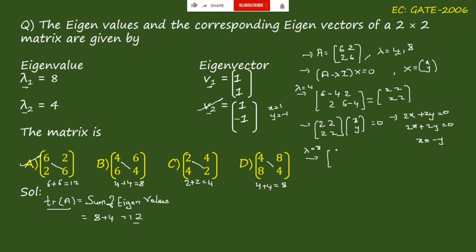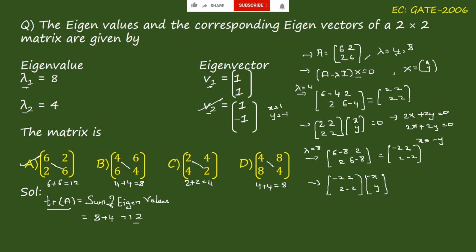Now coming to when lambda is equal to 8, this particular matrix would be changing to 6 minus 8, 2, 2, 6 minus 8, which is equal to minus 2, 2, 2, minus 2. Now we have to multiply with x and y, so it becomes minus 2, 2, 2, minus 2 with x and y.